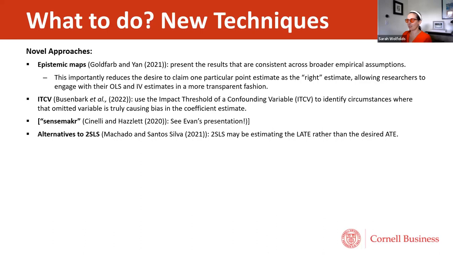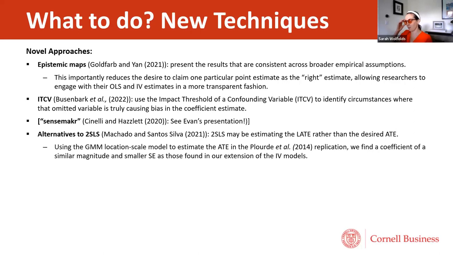I didn't go into this in this presentation, but of course one of the concerns with 2SLS is that it's estimating a local average treatment effect as opposed to just your average treatment effect. There are some new methods that consider that using different types of models. What was really cool, and I just wanted to highlight this, is that we estimated that in one of the replications we did. They have a GMM location scale model that's supposed to estimate the average treatment effect. And we actually find a coefficient of really similar magnitude to what we did in the extension of their IV approach. So I think this idea of triangulating your results is quite useful.